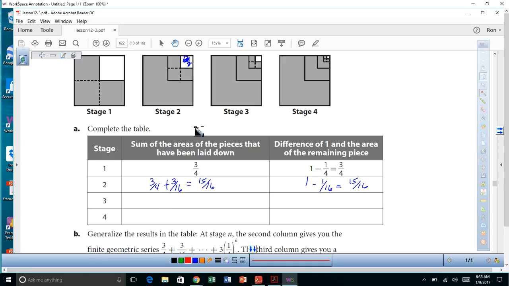And let's do the next one. This right here. What is this? How big is that? Well, let's see. You have 3 fourths plus 3/16 plus 3/64. And that's going to be 63/64. So this piece right here, that is 1/64 of that square.